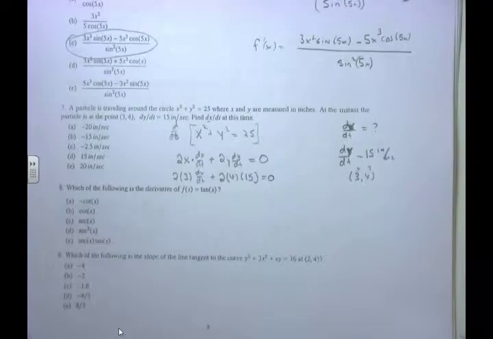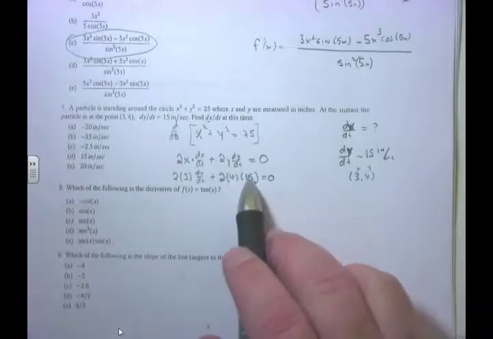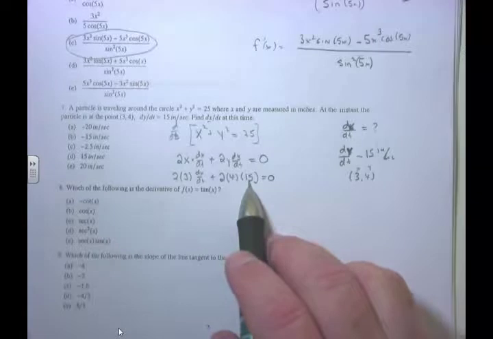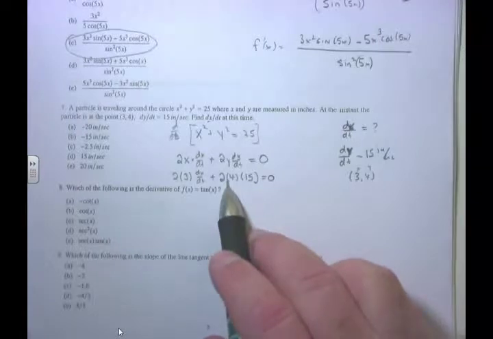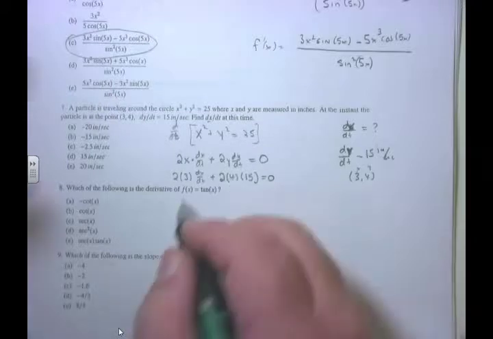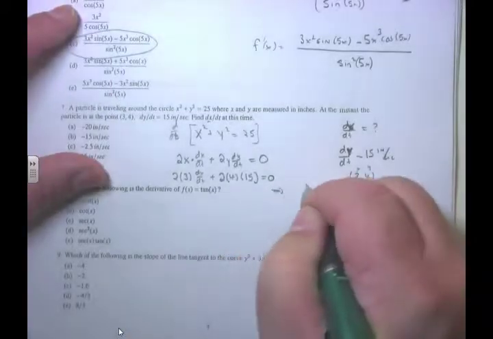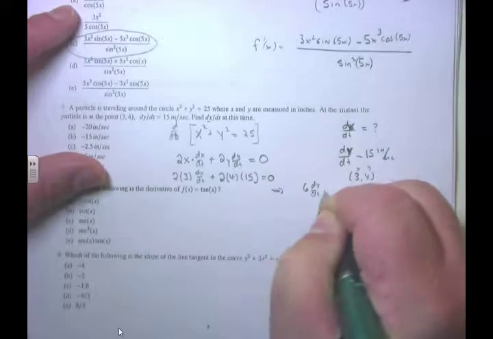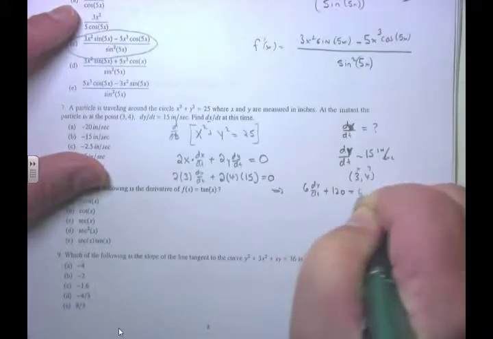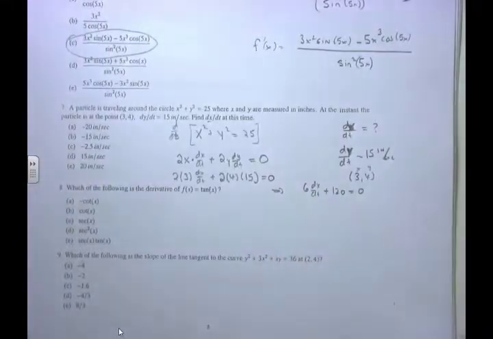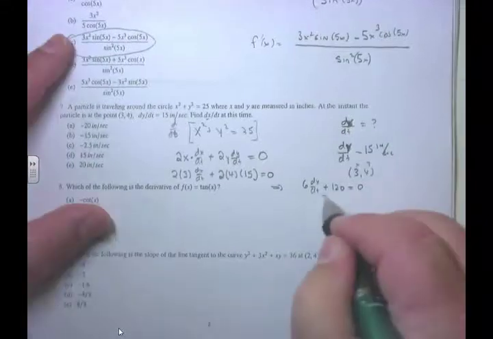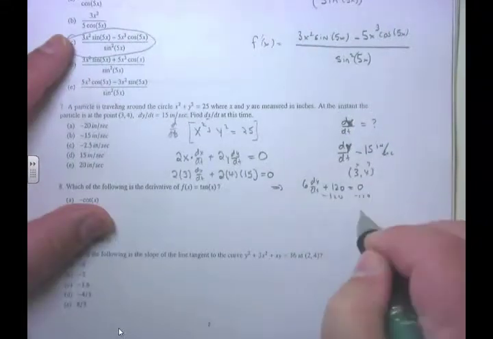Well, let's see here. 2 times 15 is 30. And 30 times 4 is, well, 3 times 4 is 12 with an extra 0, 120. So this gives me 6 dx over dt plus 120 is equal to 0. Solve for dx dt. I would subtract 120 from both sides.